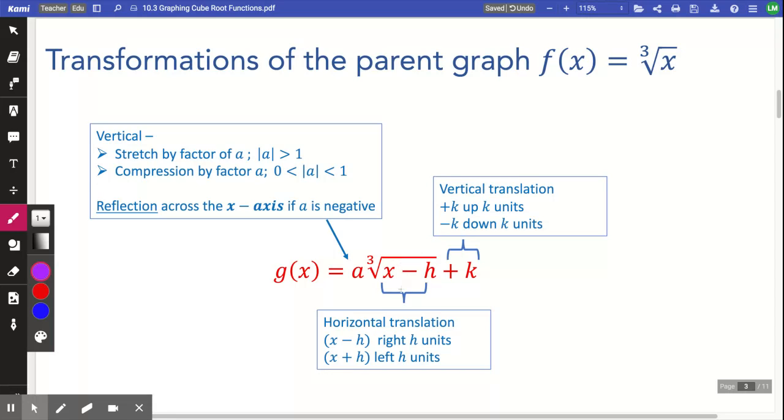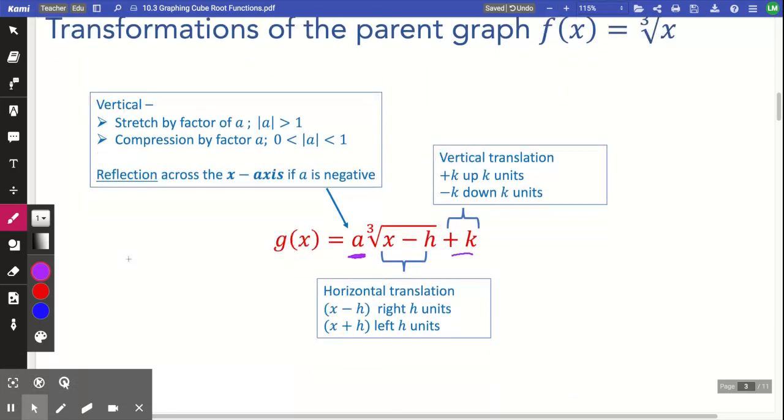Inside that function, that h value is horizontal movement, but always backwards. That k value outside of the function, outside of that radical, is always up and down, vertical. And that a value out front, a couple things. First of all, if it's negative, we're reflecting across the x-axis, and then stretch or compression based on if it's greater than 1 or less than 1.